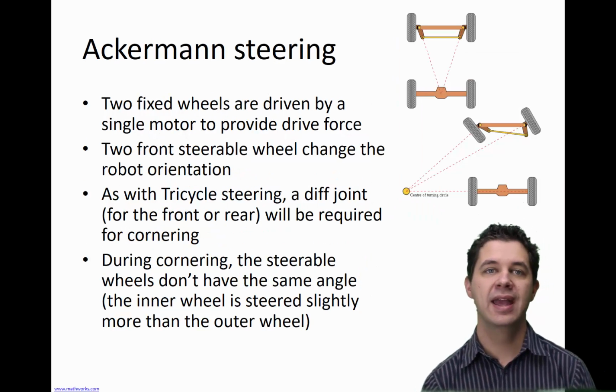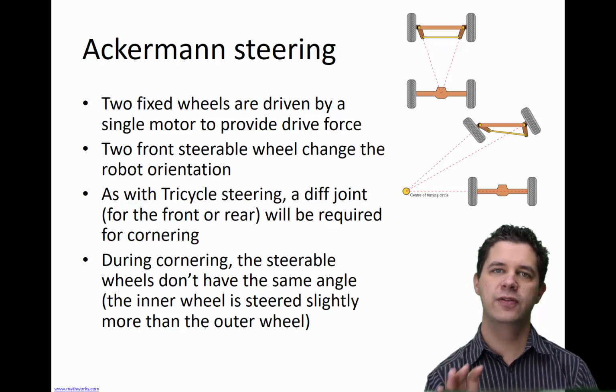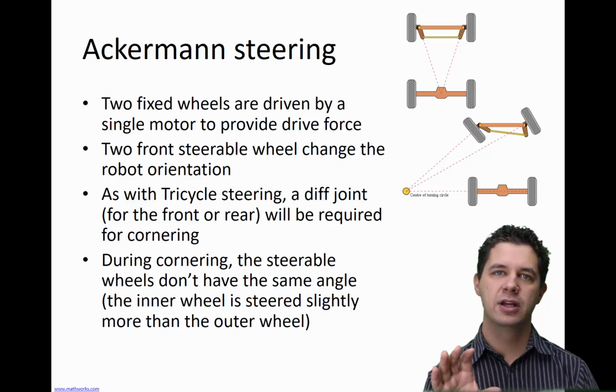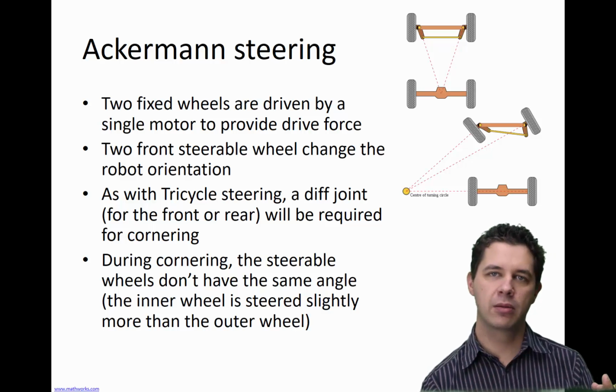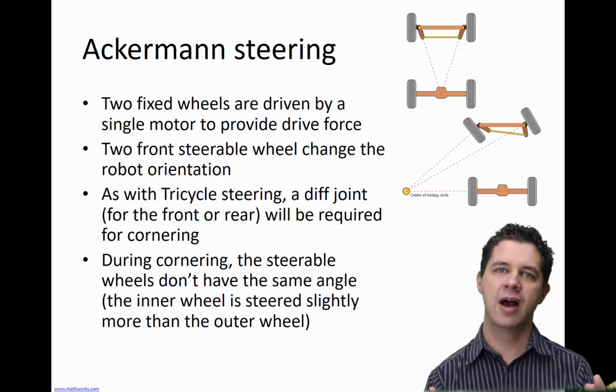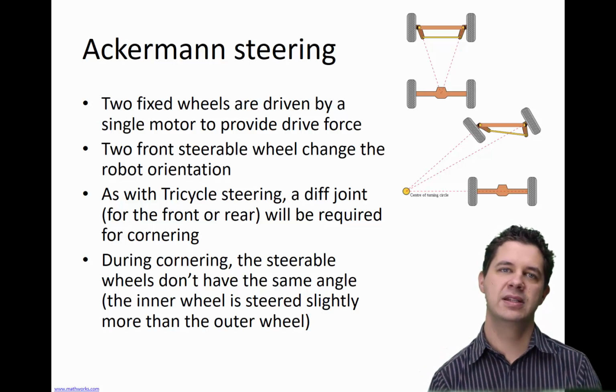Our next type of steering is Ackermann steering. And Ackermann steering is what we'd commonly find in motor vehicles. Essentially, we have two fixed wheels that are driven by a single motor at the rear or at the front, and they provide the drive force. We need some sort of a differential joint to allow them, once again, just like in the tricycle drive, to turn at different speeds.